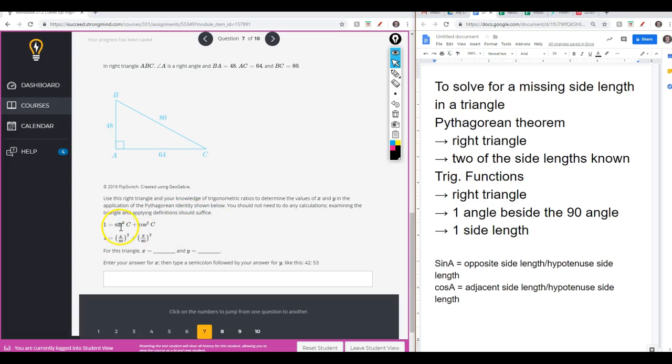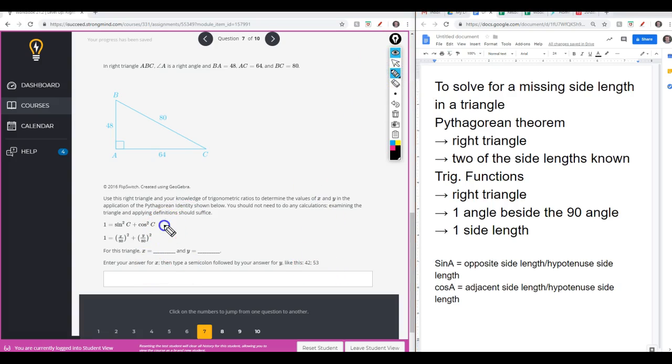So we have 1 equals the sine squared of C plus the cosine squared of C, which goes to 1 equals x divided by 80 squared plus y over 80 squared. For this triangle, x equals blank and y equals blank. Enter your answer for x, then type a semicolon followed by your answer for y. So like this, 42 semicolon 53.